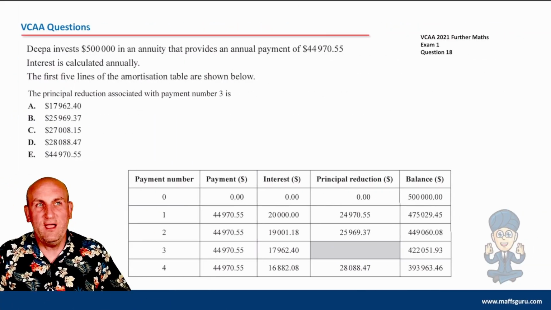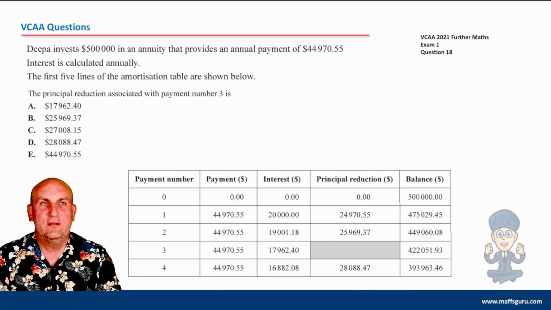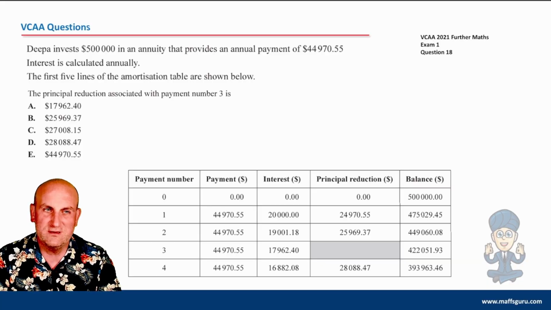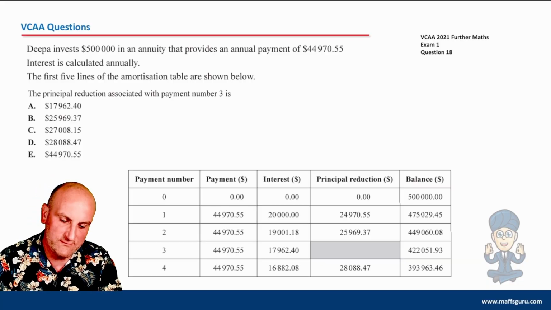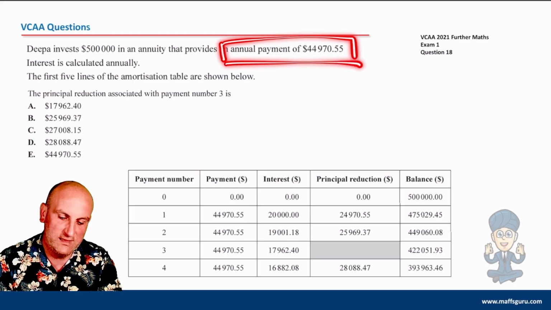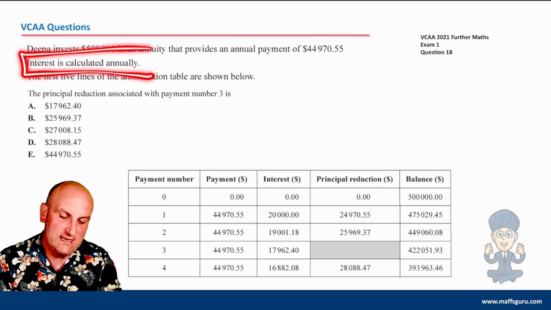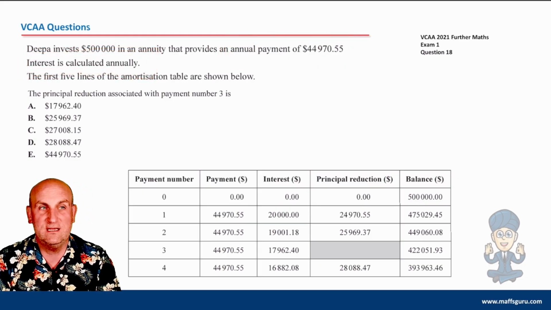Deeper invests $500,000 in an annuity that provides an annual payment of $44,970.55. It's saying an annual payment, thank you very much. Interest is calculated annually. That's going to make life a little easier, hopefully. The first 5 lines of the amortization table are shown below. The principal reduction associated with payment number 3 is.